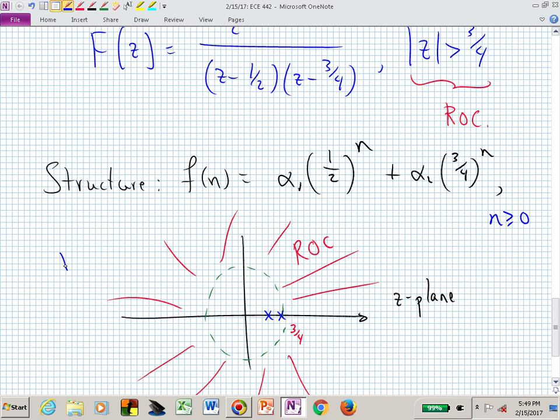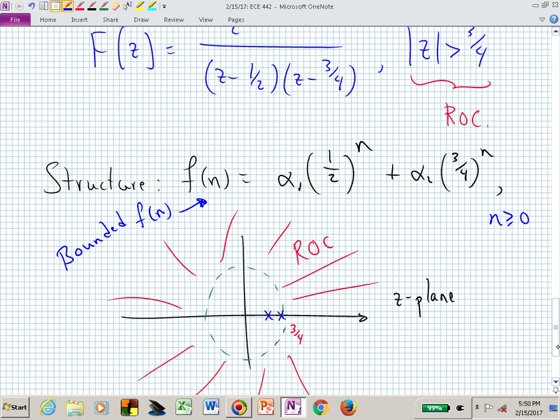So now we have a bounded f of n because we have a what? We have an unbounded region of convergence. Yes? Our region of convergence is unbounded. It's going off to infinity.